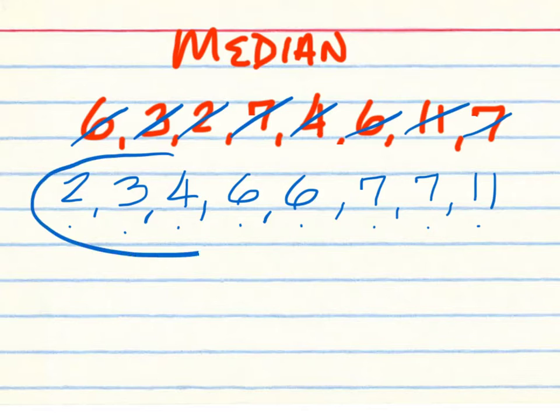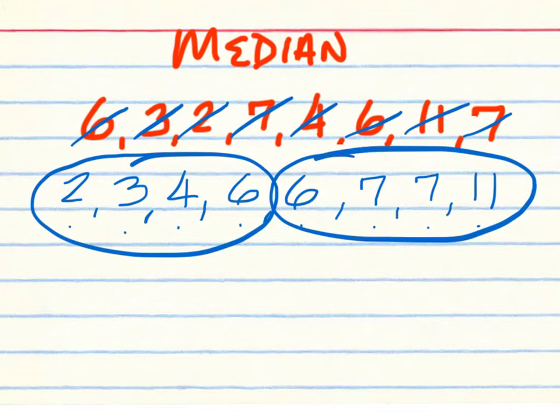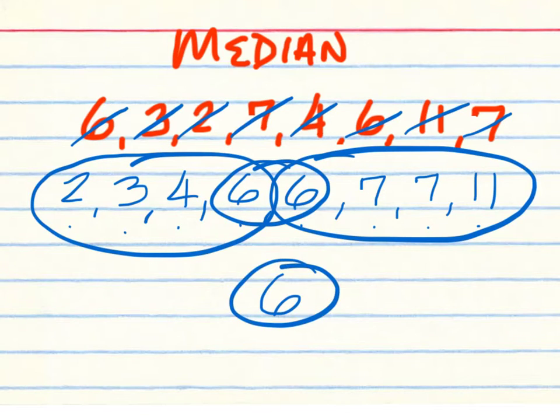Half of 8 is 4. There's the first 4 and the second 4. Your two middle numbers are 6s. Anytime the two middle numbers are the exact same, that will be your median. Median for this list is 6. When the two middle numbers are the same, that is the median, because the average of 6 and 6 would be 6.